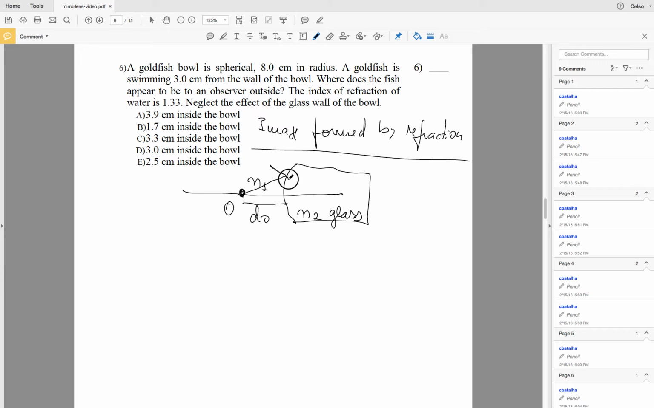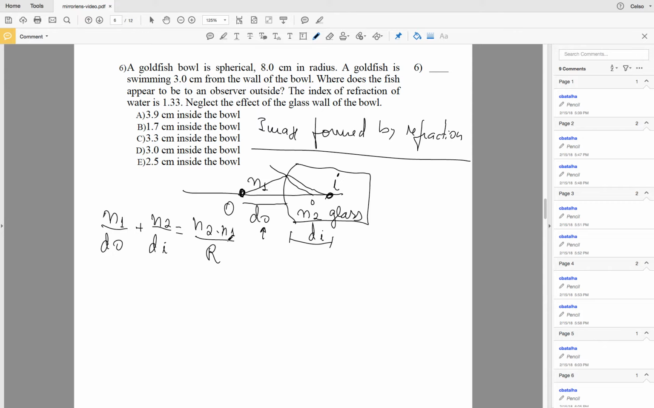This is the radius, and then you have the image being formed right here. This is the image, and here's your DI. And remember, in your book, this drawing is not correct, and I hope you correct it. In your book, this DO is written as DI, and that's not correct. It should be DO. But the basic equation is N1 over DO plus N2 over DI is equal to N2 minus N1 over R.